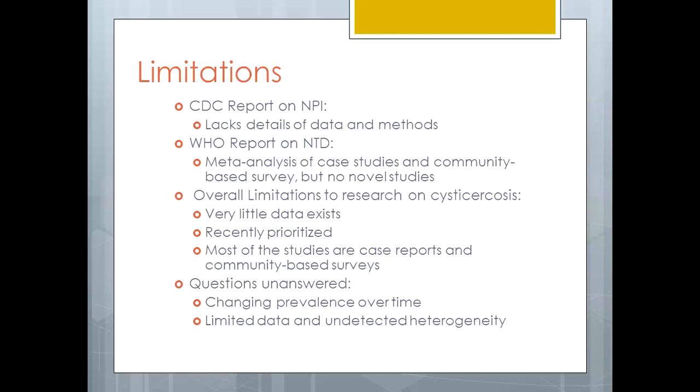Some overall limitations to studying cysticercosis is that very little data exists to this point, and it was only recently prioritized. In fact, during the Obama administration is when it became prioritized for the states, and similar time frame for the World Health Organization. Also, many of the studies are case reports and community-based surveys. We really need more broad-scale epidemiological population-wide surveys. So some of the questions that are left unanswered, we still don't have much information about the dynamics of prevalence over time across populations. And we don't have enough information to detect heterogeneity among those demographic factors.